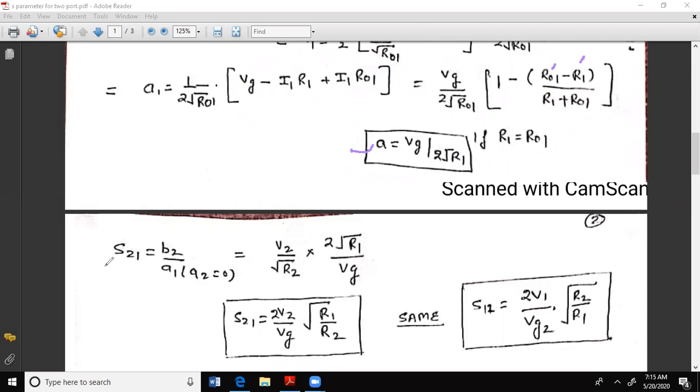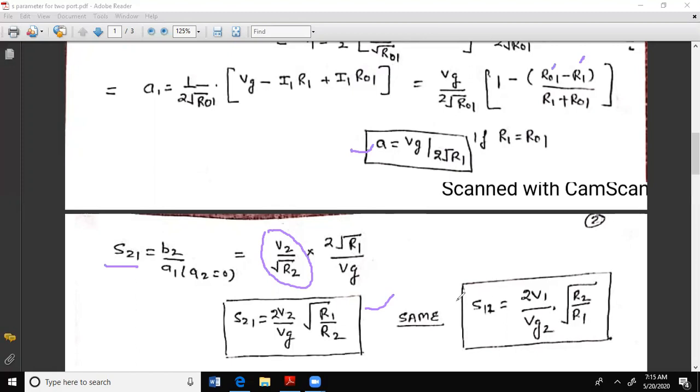So S21, our variable, the forward transmission coefficient, is B2 by A1, calculated at the value of A2 equal to 0. So that is the value of my B2, and this is my value of A1, Bg by 2 root R1. So the S21 value is equivalent to 2V2 by Bg root R1 by R2.